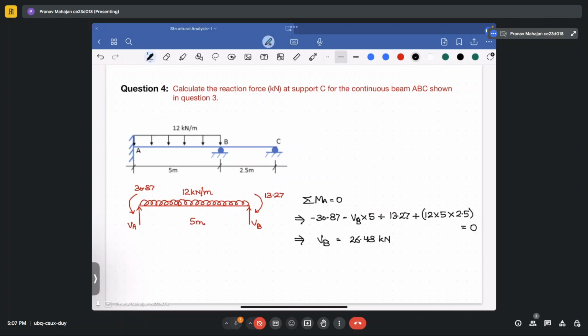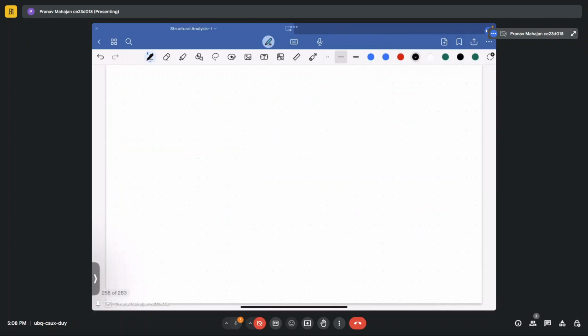So if this is 26.48, use summation of V equal to 0. That will give you VA equal to 60 minus 26.48 equal to 33.52 kilonewton. So this is your reaction at support A, but you are required to calculate reaction at support C. So take another span also.